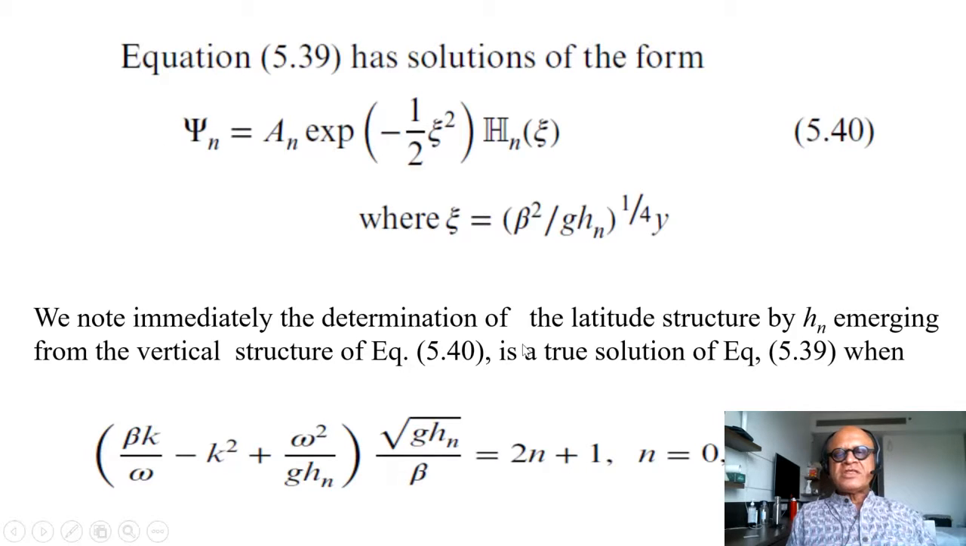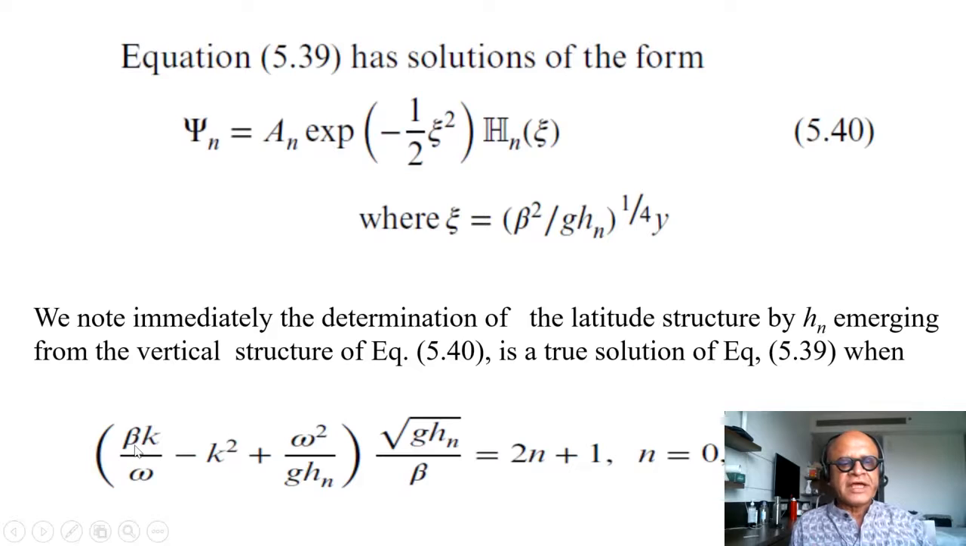So we note here the determination of the latitudinal structure by Hn emerging from the vertical structure. So you have now the vertical and the horizontal coupling happening here. The latitudinal structure emerges with Hn of the layer thickness and is a true solution of 539 when these conditions are met. So this is why this is a polynomial. Okay, so that's the Hermite polynomial.